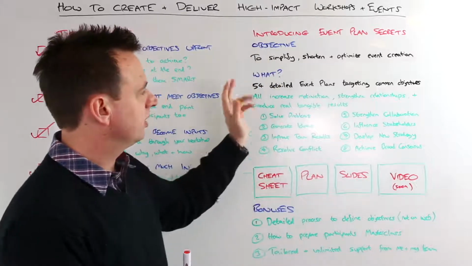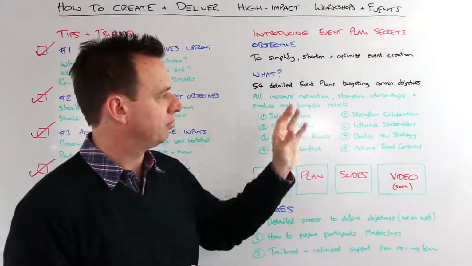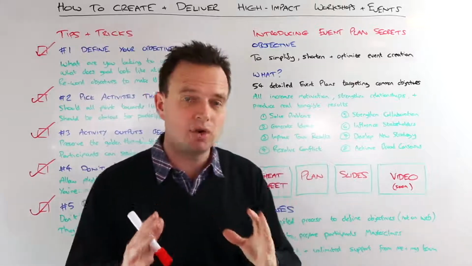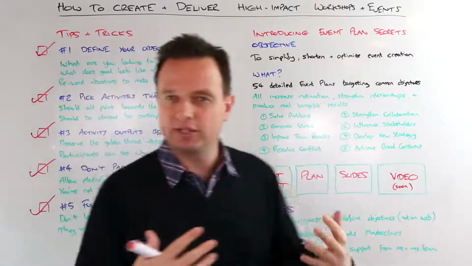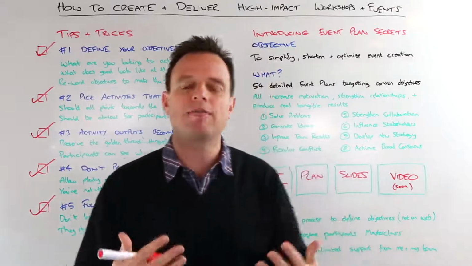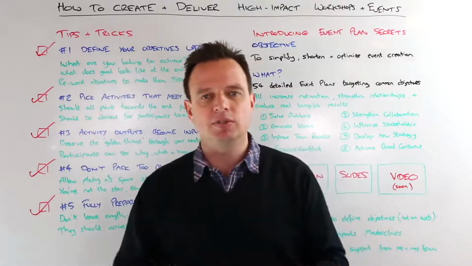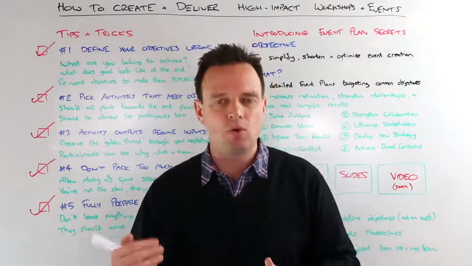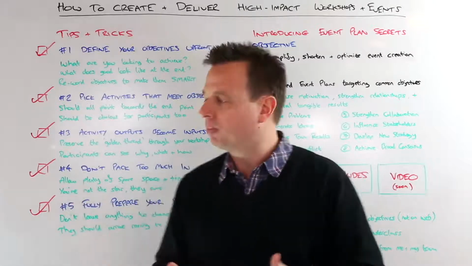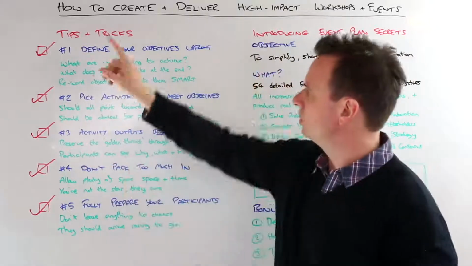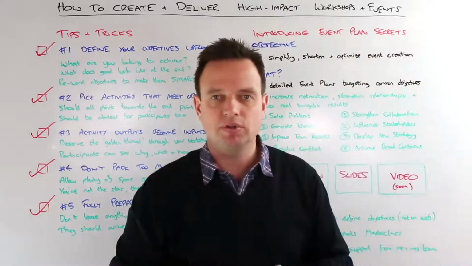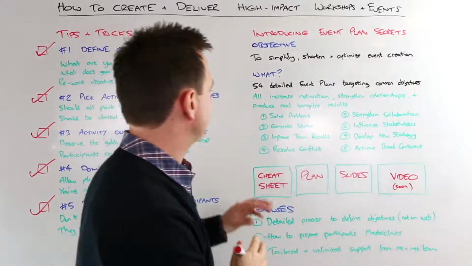What is it? It's 54 detailed event plans targeting the most common objectives that I've found. So all of these event plans, and by event plans I just mean a sequence of between 2 and 4 different activities that when put together, they all preserve that golden thread through your workshop to achieve the objectives that you defined at the beginning.